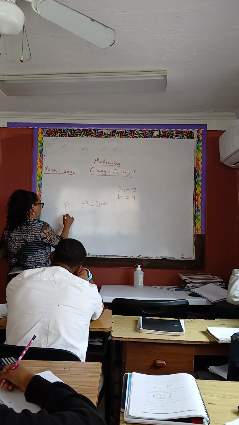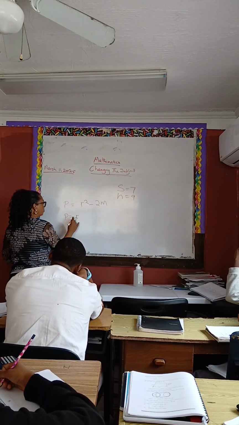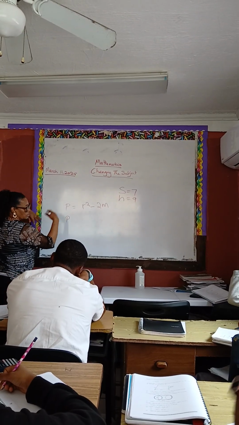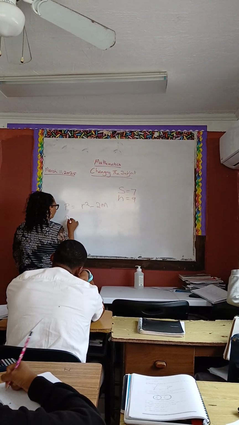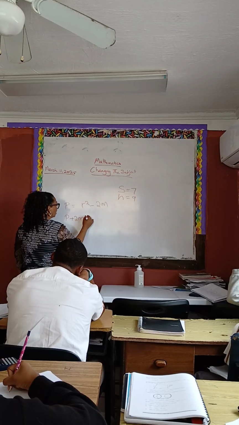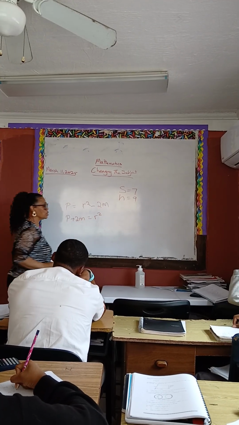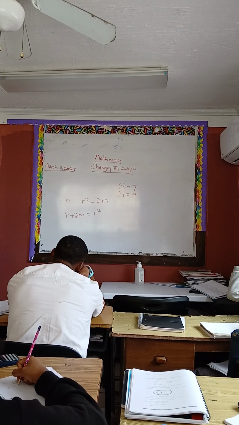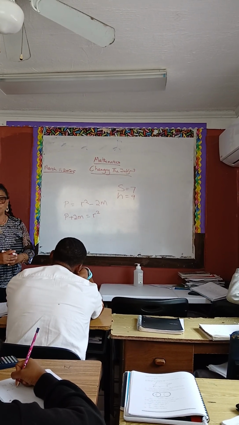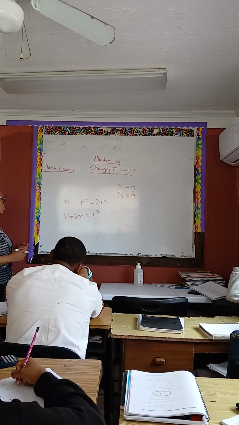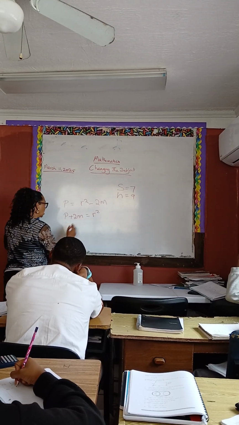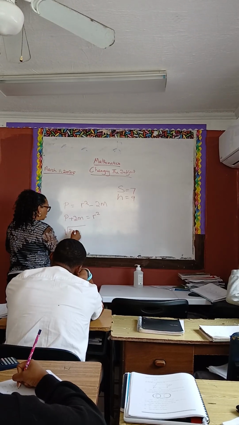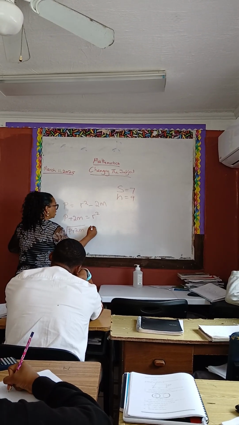So I have P equals, bring over 2M, I'm going to get what? Plus 2M. P plus 2M equals R squared. But what do I have to do here? Because I don't want R squared, what I want is R. What am I going to do? Find the square root. The opposite of R squared is the square root. So I'm going to have the square root of P plus 2M equals R.